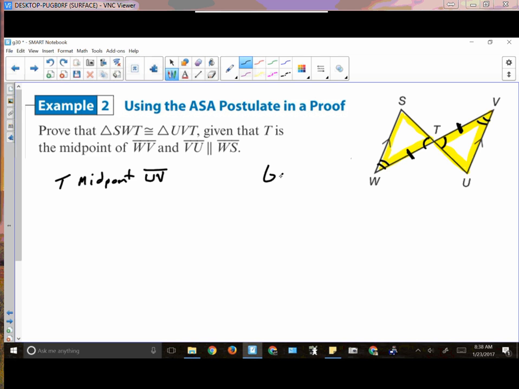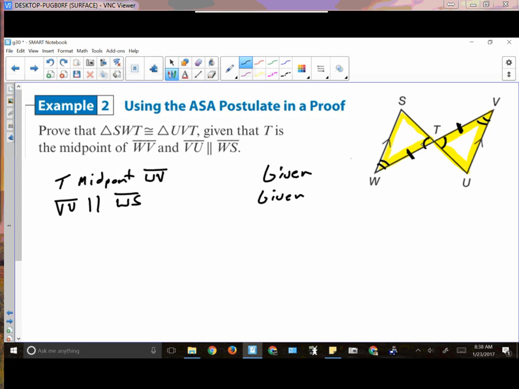And that is just given. That's really the only thing that we're given, right? Oh, we are also given that VU is parallel to WS. Given. So, we're going to go through and do the first thing.